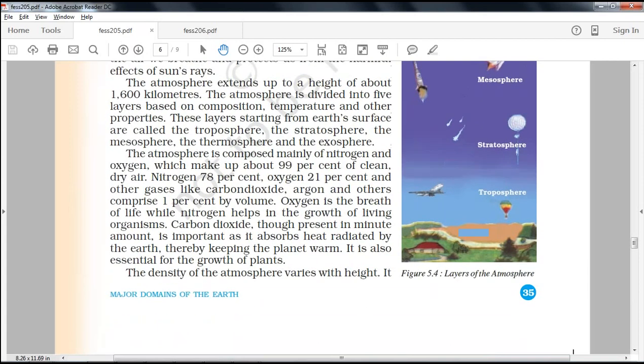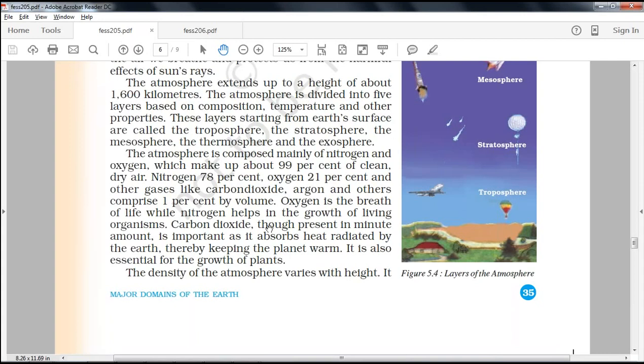And the constitution of atmosphere, what are the components of atmosphere, what gases constitute? So this is mainly composed of two gases, nitrogen and oxygen. These two together make up 99% of air. So nitrogen constitutes 78% and oxygen is 21%. And other gases like carbon dioxide, argon, etc. comprise only 1% by volume.